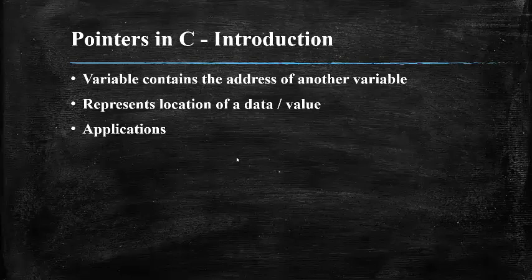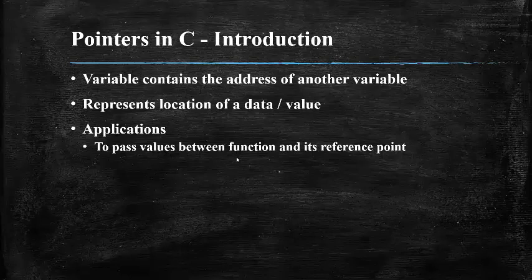So what happens is, you can pass the values between a function and its reference point using the pointer variable. Normally, when we use a function, we pass different values to the function definition and then work it out. In order to pass the values between the function and its address point, we can make use of pointers. We will discuss this concept with respect to calling a function by value as well as calling a function by reference.